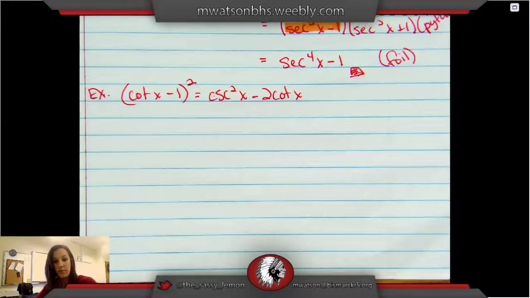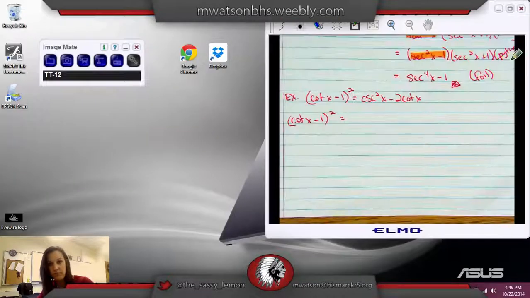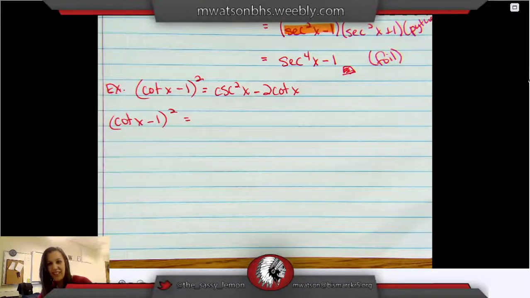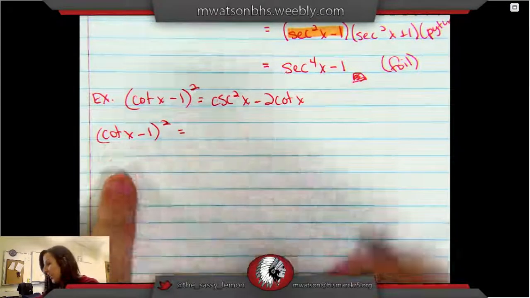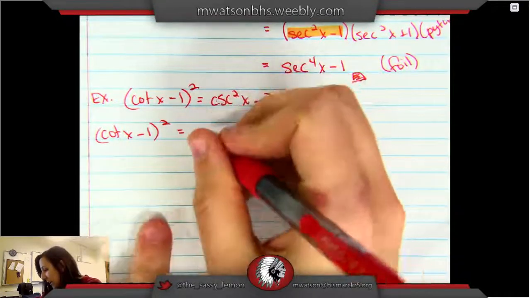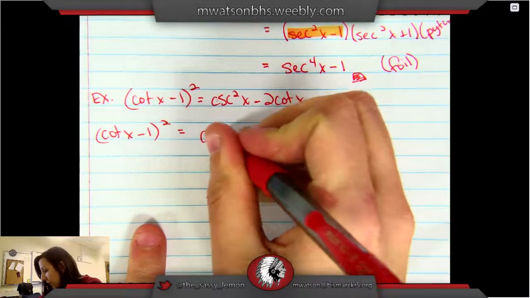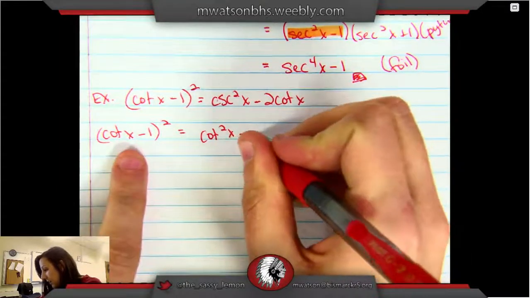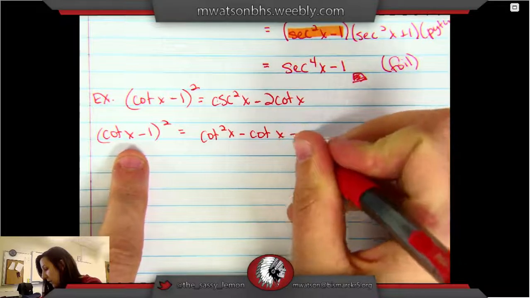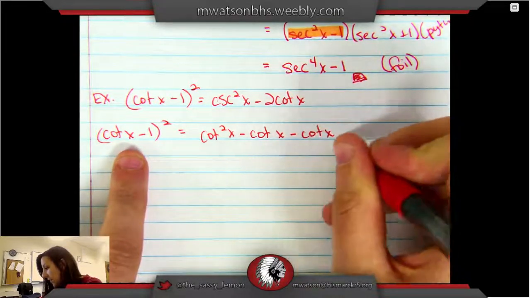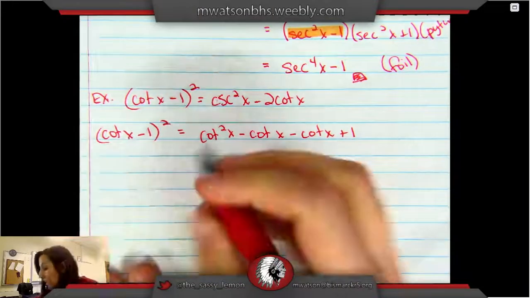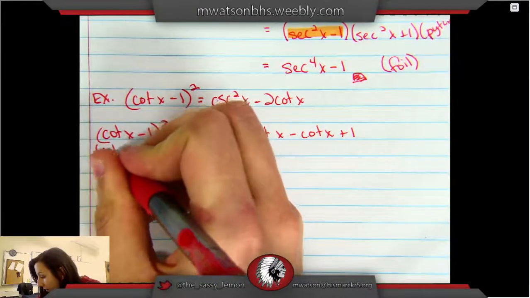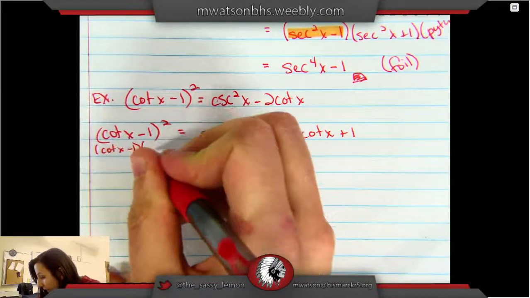Uh-oh, we froze. Here we go. I'm glad I looked up. So we're going to square that quantity, and we'll have cotangent squared x minus cotangent x minus another cotangent x plus 1. So what I did was I just imagined in my mind these two little guys and FOILed them out.